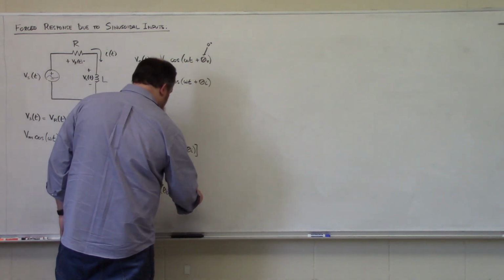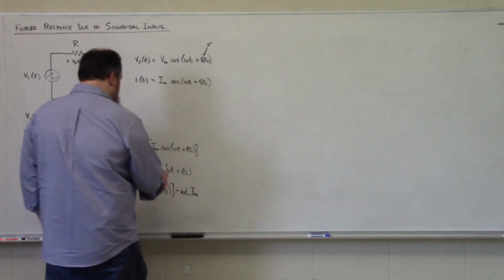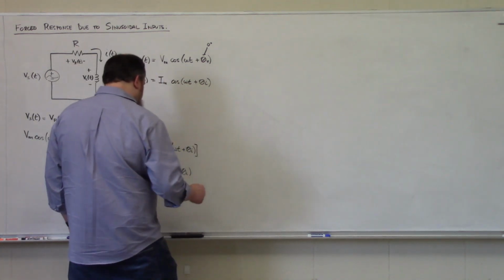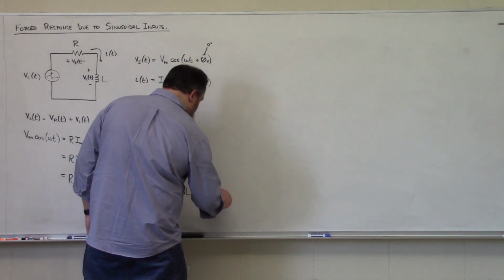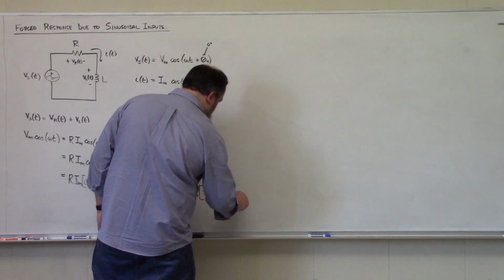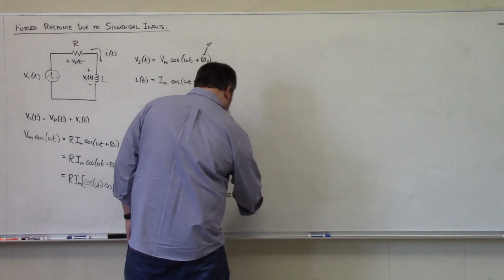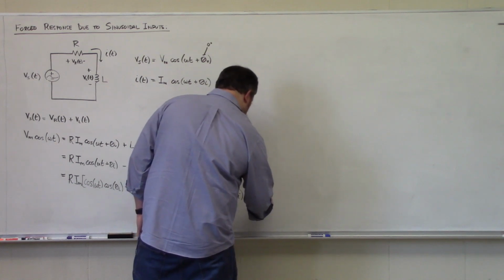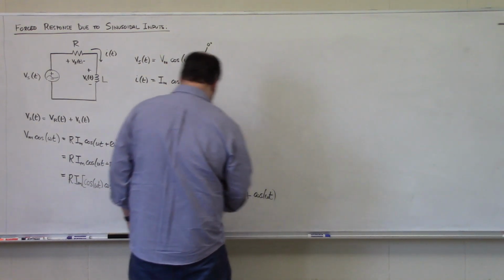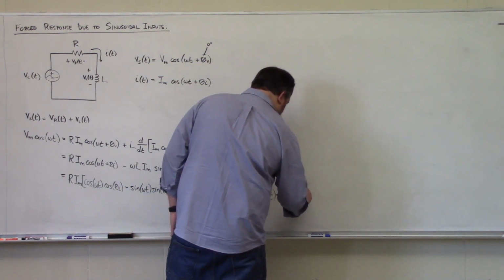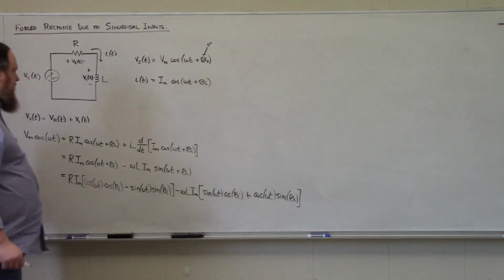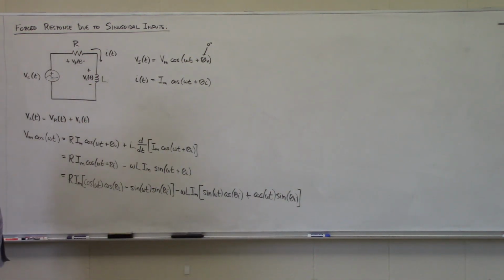minus omega L Im, and then sine omega t plus theta I is going to become sine omega t cosine theta I plus cosine omega t sine theta I. And it looks like we've made the math a bit more complicated, and we certainly have, but we can group like terms.